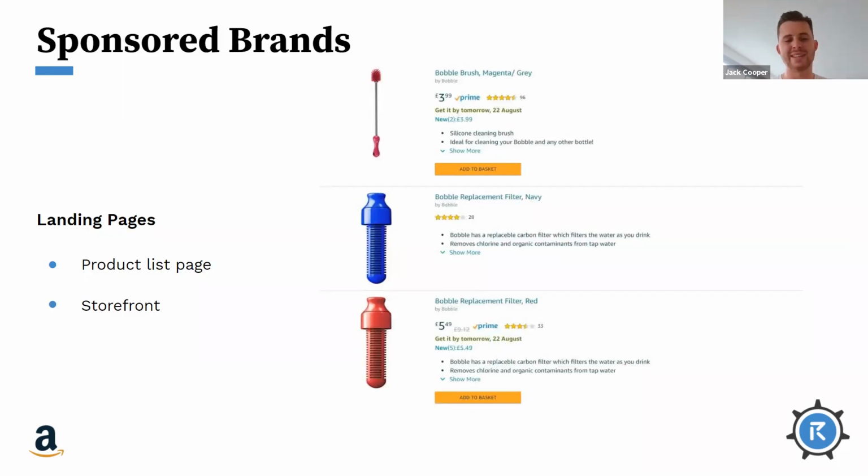Also, from sponsored brands, they can either land on the Amazon store, which I showed before, or a product list page here that you can see, which is just to show a reel of a few products that may be relevant to that ad that you're putting across there.